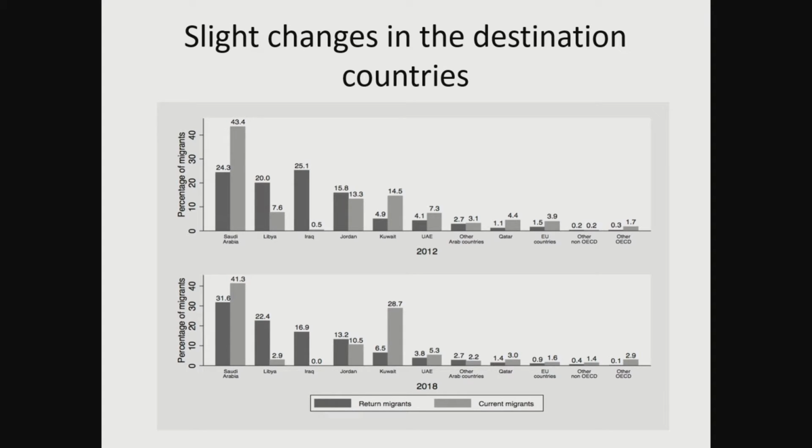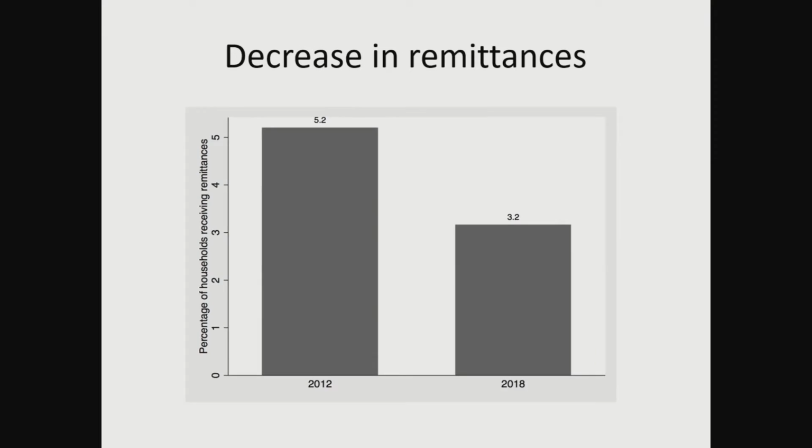So we can see that the decrease in international migration that we see in the overall numbers can be linked to both the worsening of conditions in Libya, but also to more restrictive migration policies in Europe, because these are the two main destination countries where we see changes.